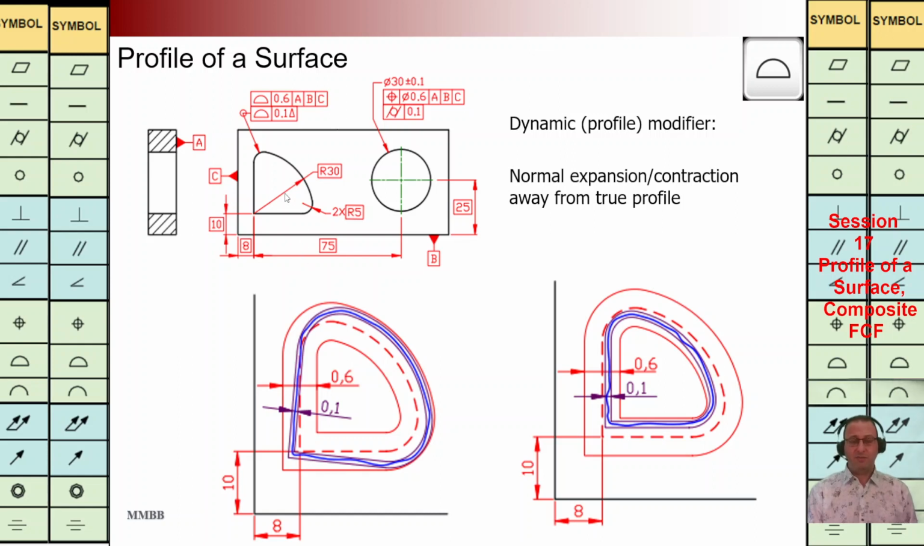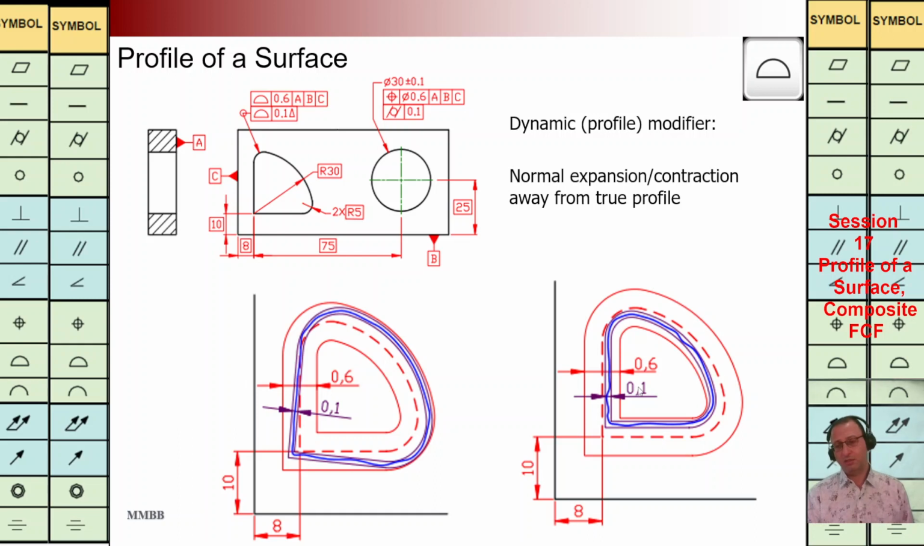In this slide, we have this composite FCF here, and the tolerance zone for this surface is 0.1, and we don't have any reference plane here. It is 0.6, and we have reference planes A, B, C. It means we are going to have these two boundaries. 0.6 is here, and 0.1 is going to control this profile, and this profile can move and translate in that interval of 0.6, as we can see at the bottom left.